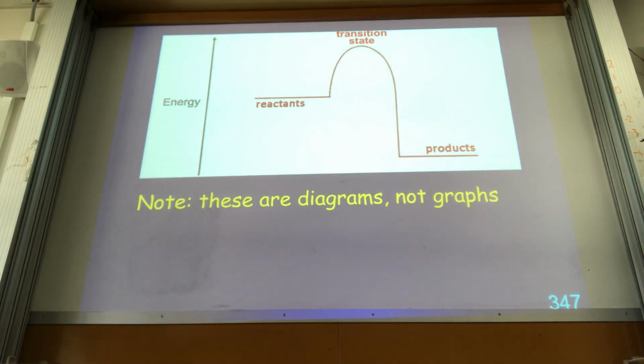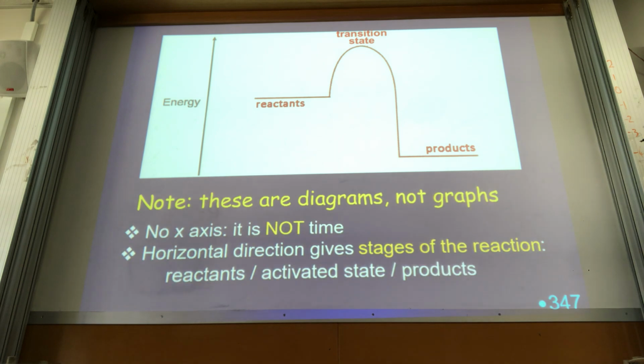Now, just a couple of things about energy profile diagrams. They are diagrams, not graphs. So we've only got one axis, which is actually a mathematical axis. That's the energy axis, the y-axis. That has a numerical scale. There is no x-axis. The horizontal direction does not represent time. It basically is the stages of the reaction. So the initial state, the transition state, and the final state.